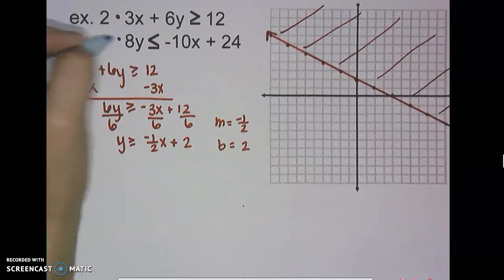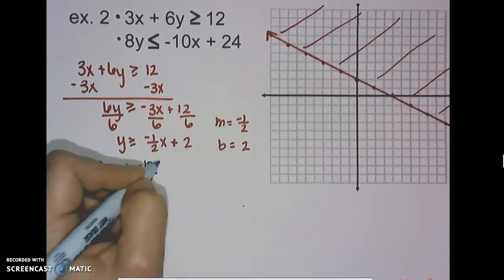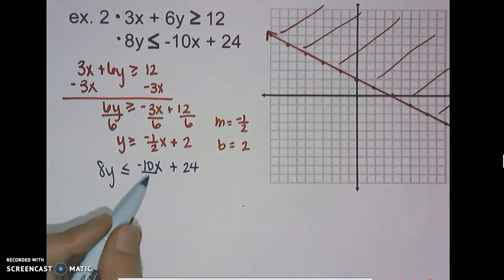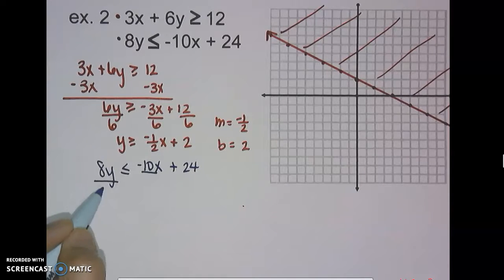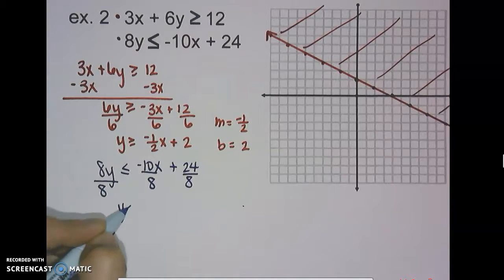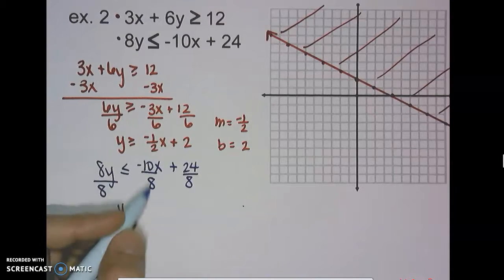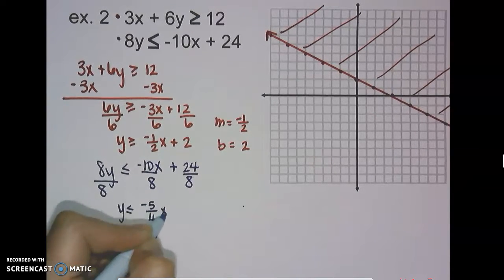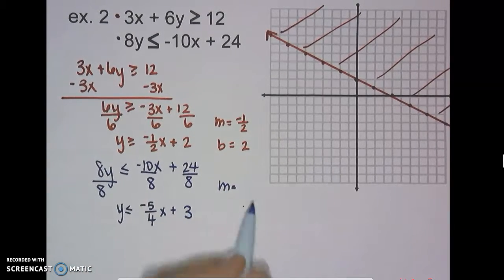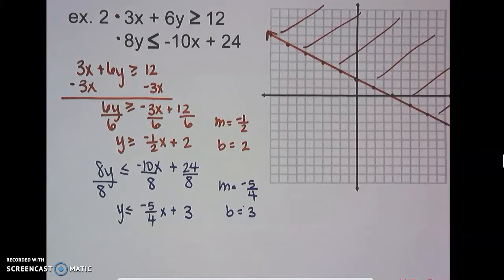For the second inequality, we have 8y is less than or equal to negative 10x plus 24. To get y by itself, the x's are already moved over, so that means that we just need to divide each term by 8. So we have y is less than or equal to negative 10 eighths is going to simplify to be negative 5 fourths. Keep the x, and then 24 divided by 8 is 3. So here we're going to have that our m is negative 5 fourths, and our b is a positive 3.